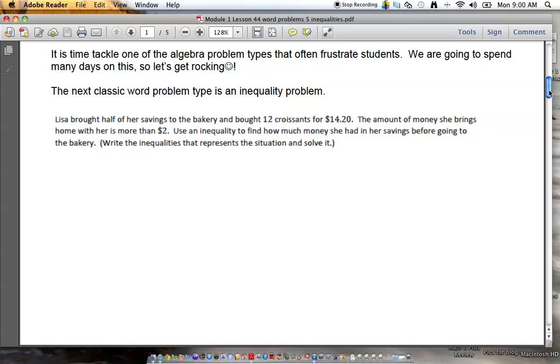It's time to tackle one of the algebra problems that often frustrate students. Guys, we're going to spend many days doing this. So this is just the beginning of our understanding.